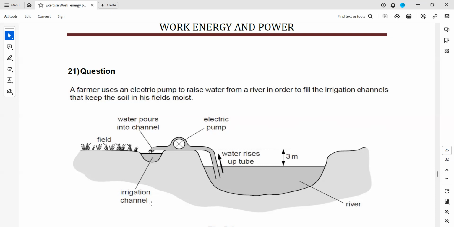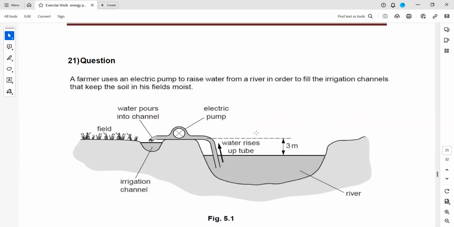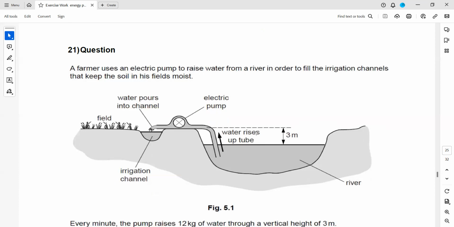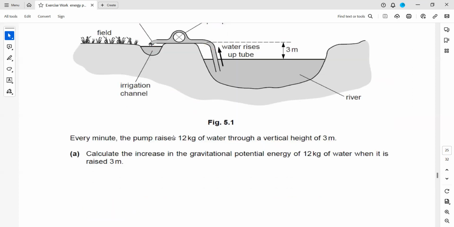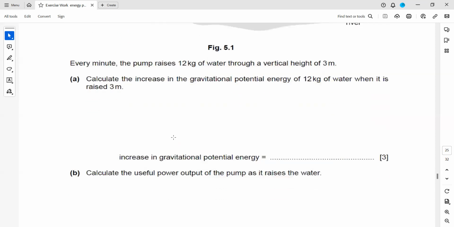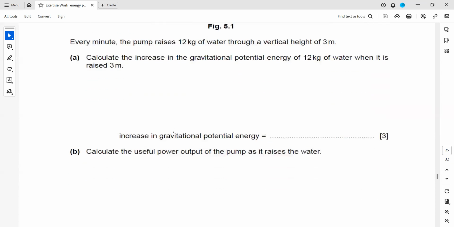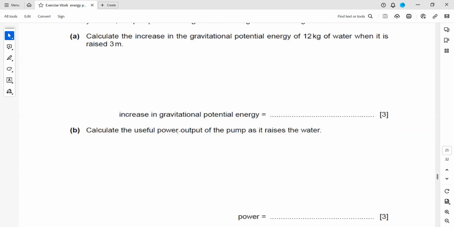3.13, okay. So a farmer uses an electric pump to raise water from a river in order to fill the irrigation channel. So the pump is raising the water and adding that to the irrigation channel, which can be used for farming. Every minute, the pump raises 12 kg of water through a vertical height of 3 meters. Calculate the increase in gravitational potential energy and then calculate the useful power.